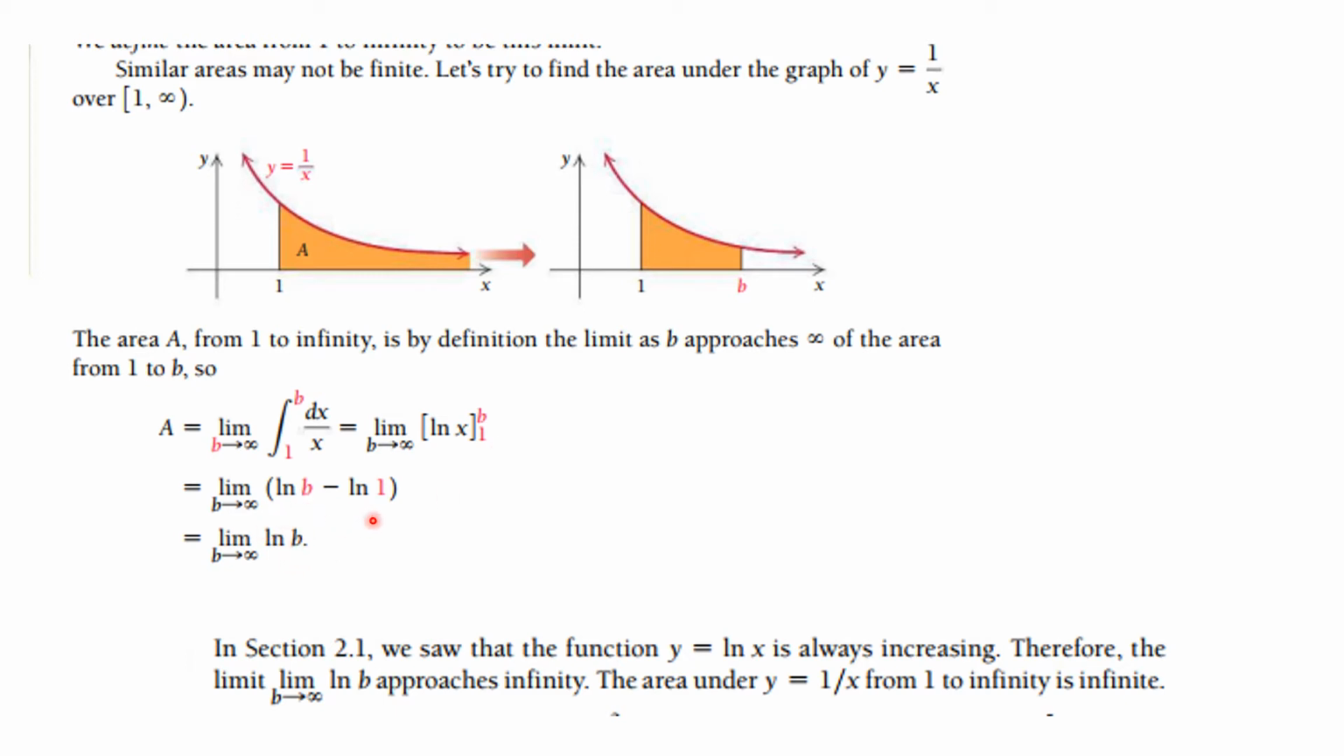So this is ln b minus ln of 1, but the ln of 1 is 0. So this is the limit as b goes to infinity of ln of b. But in a previous section, we know that this is always increasing because its derivative is 1 over x, and that is always a positive function, so this is always increasing. Therefore, this limit, since it's always increasing, will go to infinity. And so the area under this from 1 to infinity is infinity. So we see that we can have a finite area, we can also have an infinite area.